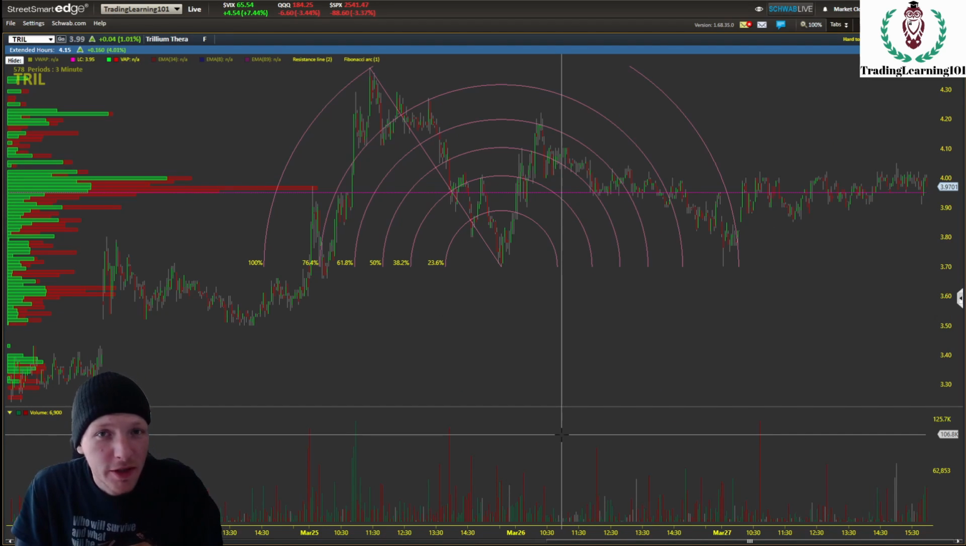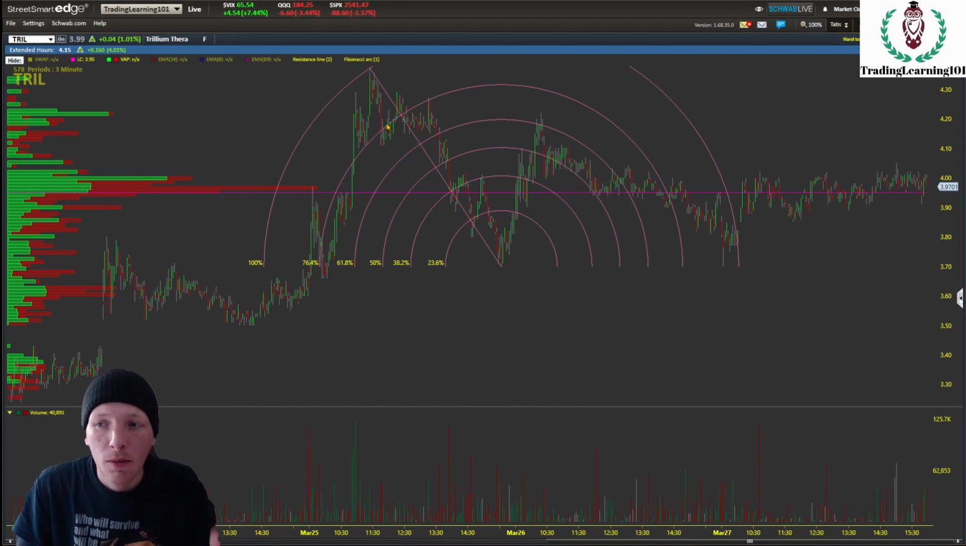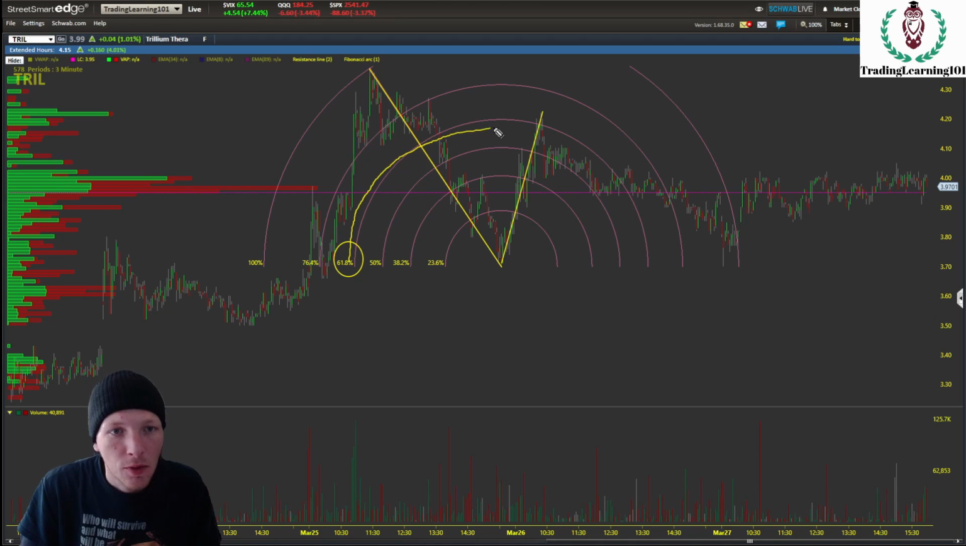Let's do one more example here, looking at ticker symbol TRIL on the 3-minute time frame. We're going to draw our baseline from the swing high right here all the way down to this swing low. And what I want to point out with this is when it bounced up and ran all the way up to right here, it found resistance right at the golden ratio 61.8 ring. This ring right here. It found resistance right there.